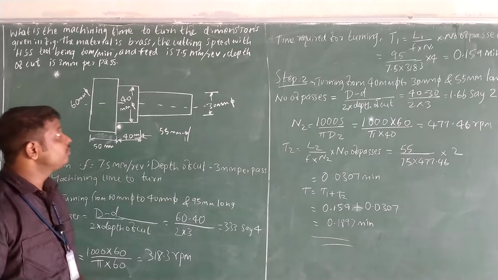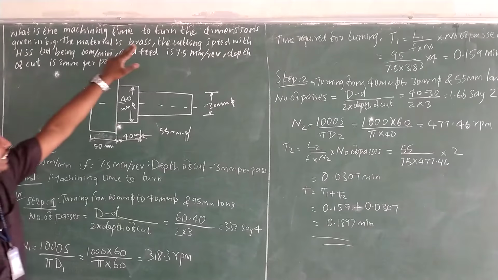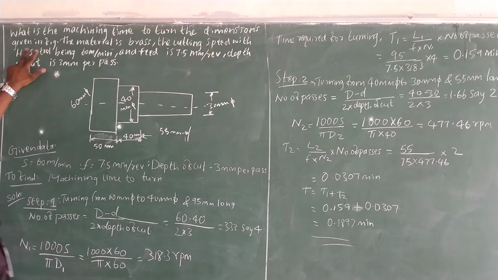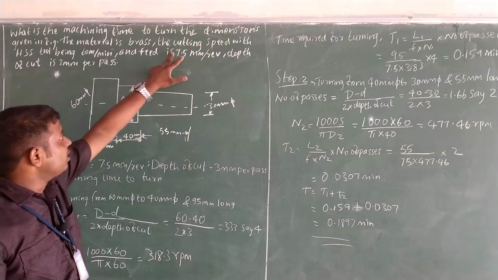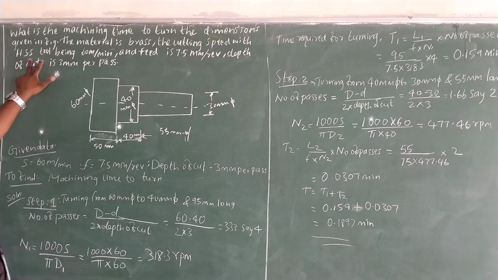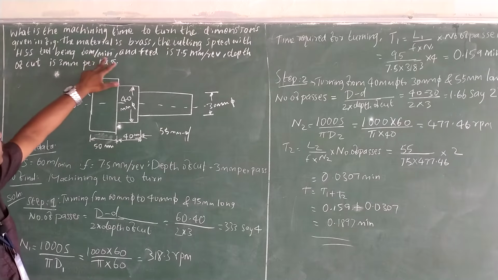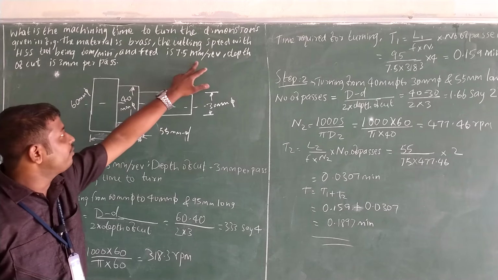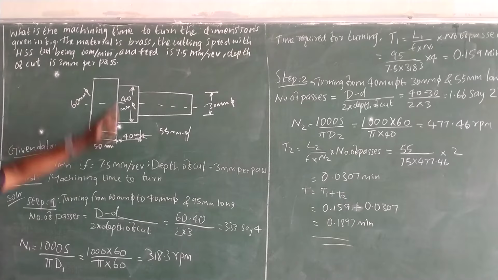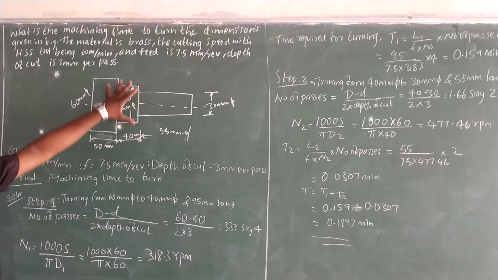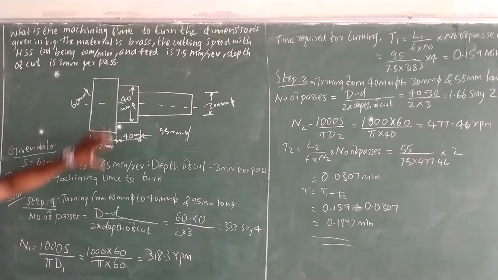See the problem. What is the measuring time to turn the dimension given in the figure? This is the diagram. The material is brass. The cutting speed with an HSS tool is 60 meters per minute, the feed is 7.5 mm per revolution, and the depth of cut is 3 mm per pass. This is the question. Here is the figure, and all dimensions are in mm.